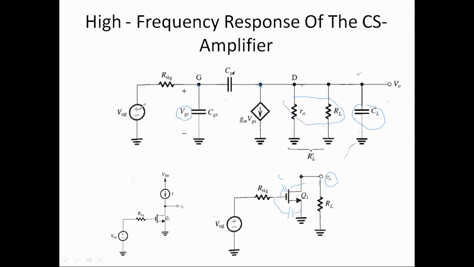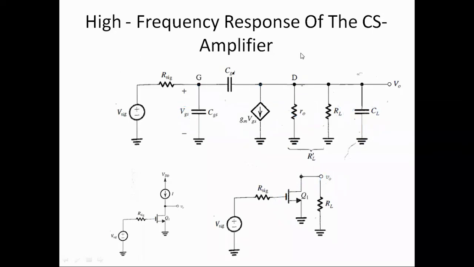Now the applied Vsig will be converted into a current source. There will be a current source from drain to source, because the MOSFET is a transconductance amplifier, which means it converts voltage to current.